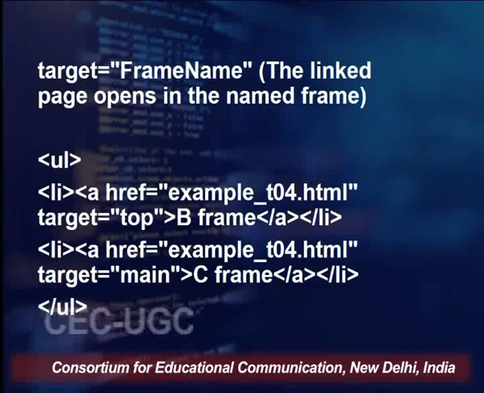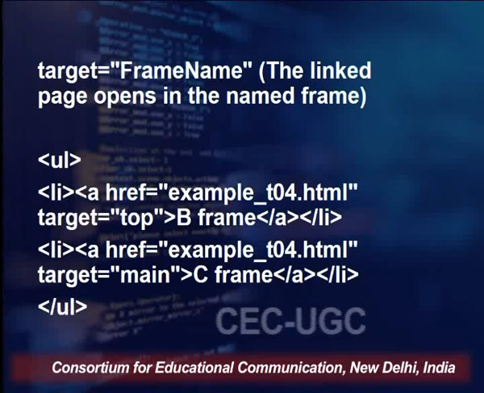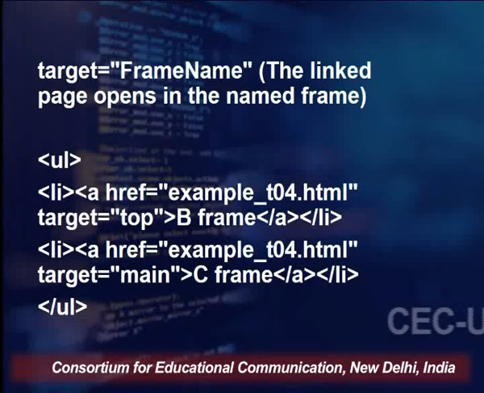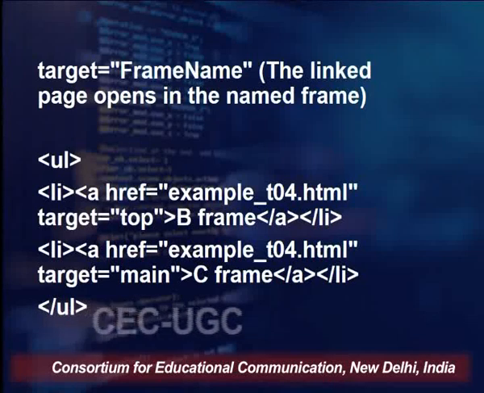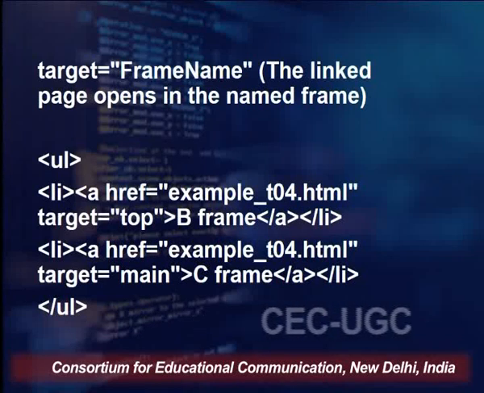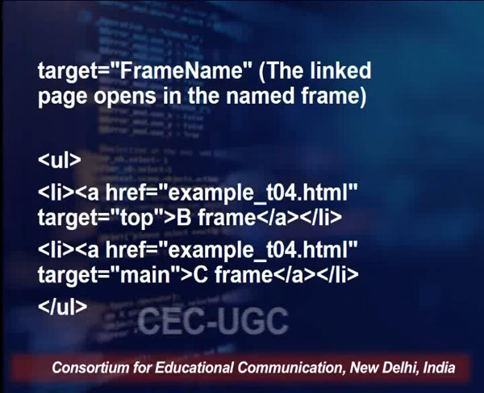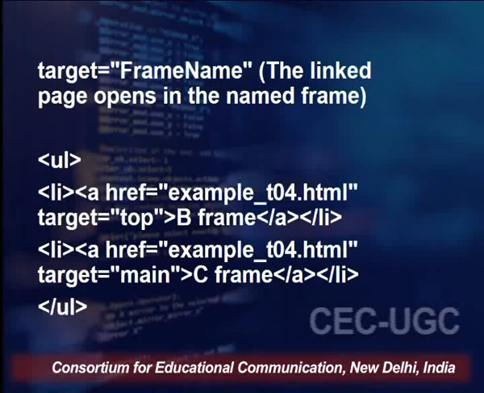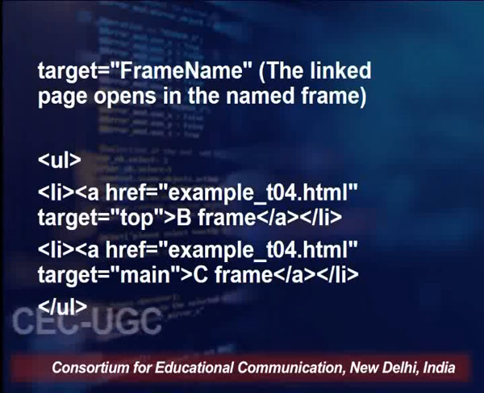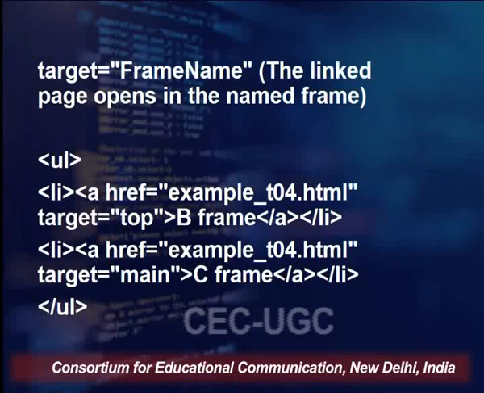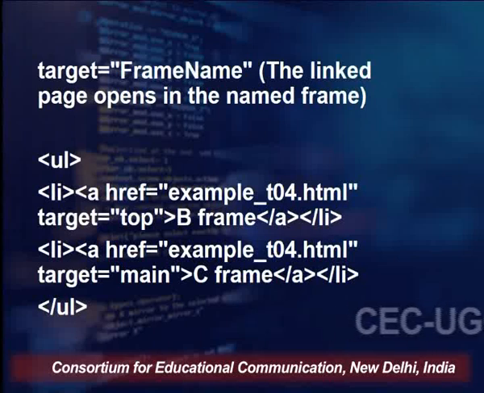If you want to open your document in a particular frame, then you can give the name of that particular frame in this target. Now, the name of the particular frame means whatever value is written inside the name attribute of that frame. So here I can say, for example, target equals top. Now please understand the difference between target equals underscore top and target equals top. Target equals top means this is a name which is given by the user.